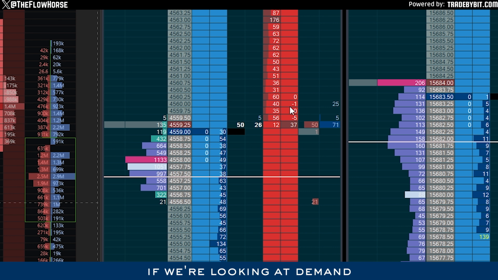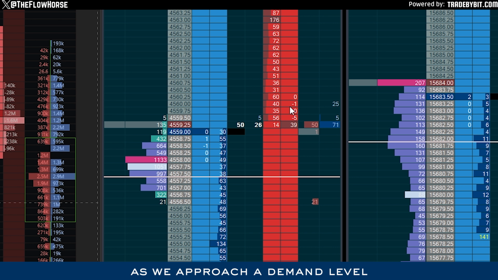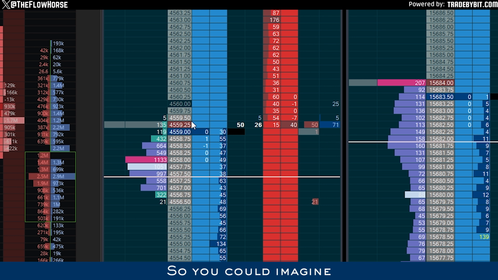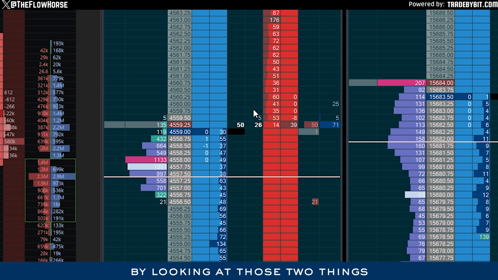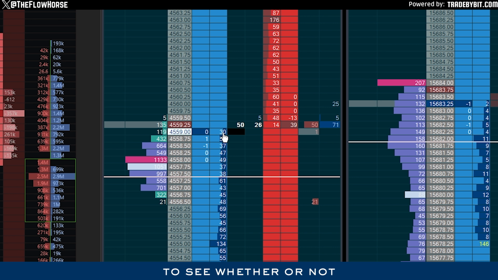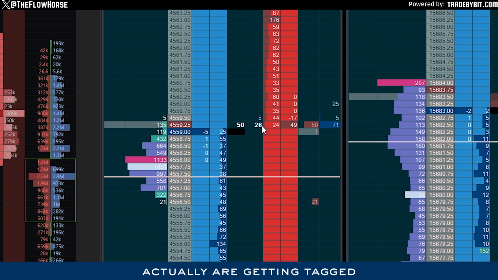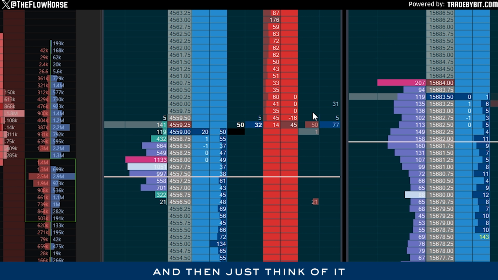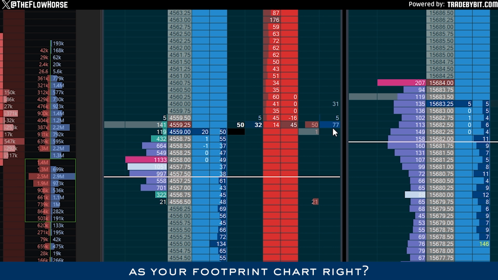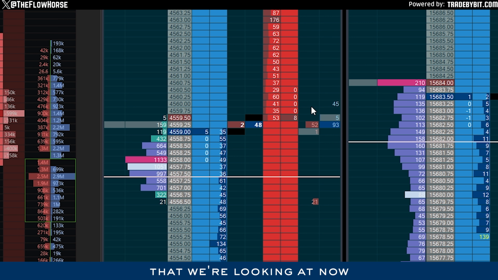If we're looking at demand, what do we want to see? Additional contracts added. As we approach a demand level, a support level, we would want to see the offer begin to deplete. So you could imagine how you might begin to parse that together by looking at those two things. Last traded quantities, to see whether or not those bids or offers actually are getting tagged. And then just think of it as your footprint chart, right? So those are the columns that we're looking at.